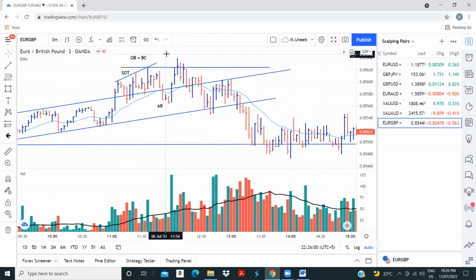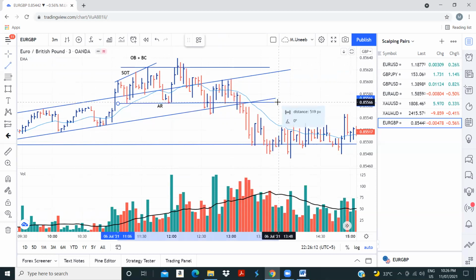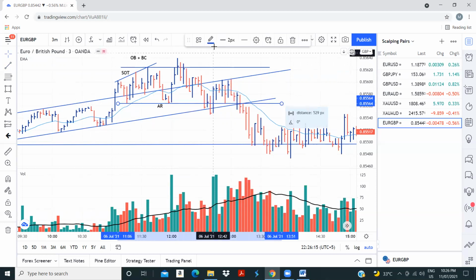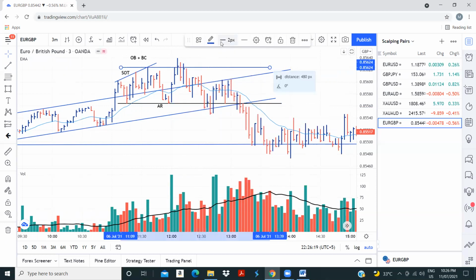So would you short at London Open? Let's see what the situation occurs. London Open was right over here. We have an AR right over here. So we can draw this channel AR. Let's mark this trading range with, okay, black. So I think we should again put the vertical line at London Open.